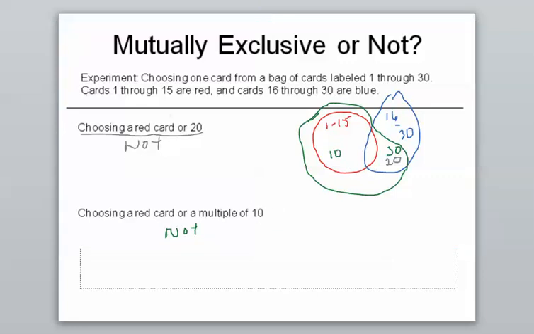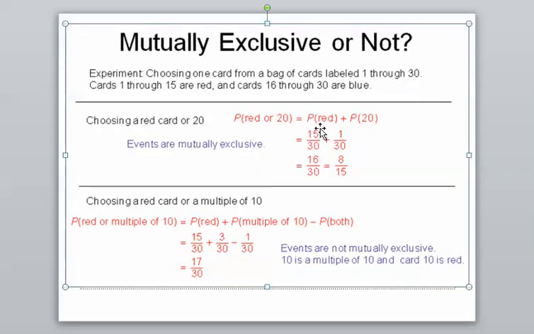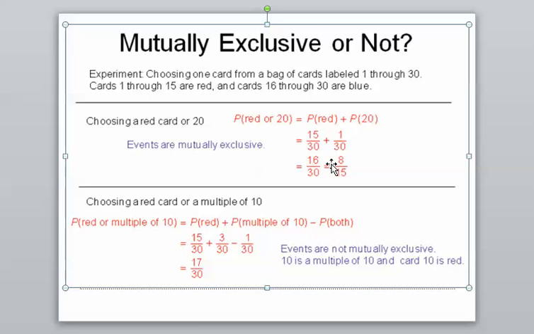And this one up here, the numbers weren't in both groups at the same time. The 20 is over here in the blue group and the red card's over here in the red group. So this one is mutually exclusive. That's how come we can come over here and add the probability of getting a red, which is 15 out of 30. The probability of getting a 20, that's 1 out of 30. So 15 out of 30 plus 1 out of 30 gives you 16 out of 30, or 8 out of 15.